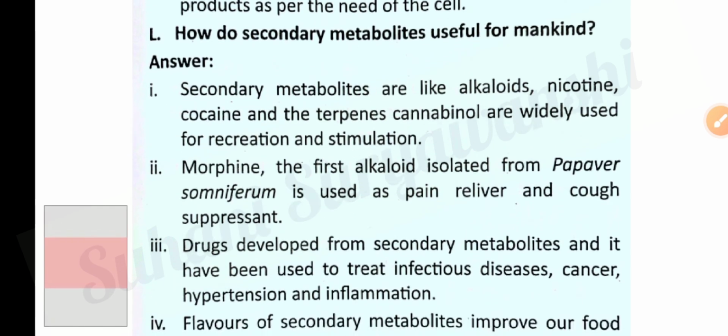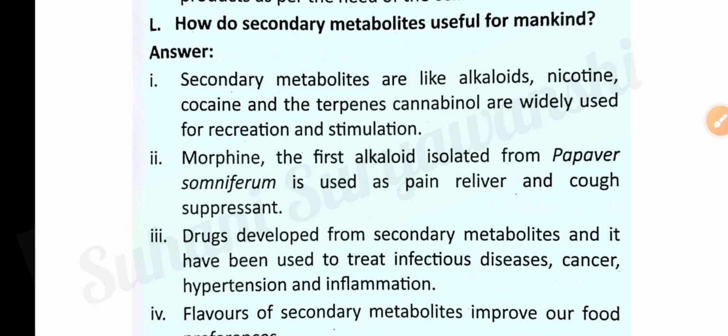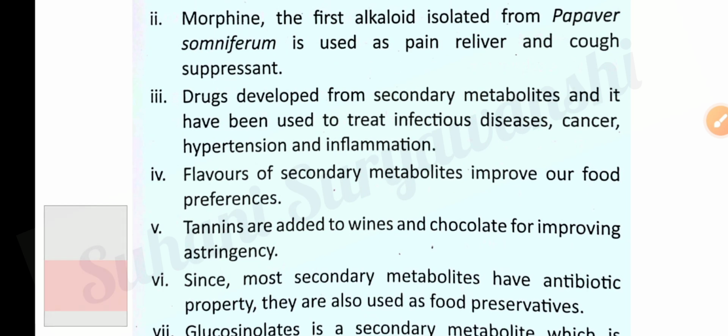How are secondary metabolites useful for mankind? Answer. Secondary metabolites like alkaloids, nicotine, cocaine, and the terpenes, cannabinol are widely used for recreation and stimulation. Second, morphine, the first alkaloid isolated from Papaver somniferum, is used as pain reliever and cough suppressant. Third, drugs developed from secondary metabolites have been used to treat infectious diseases, cancer, hypertension and inflammation.